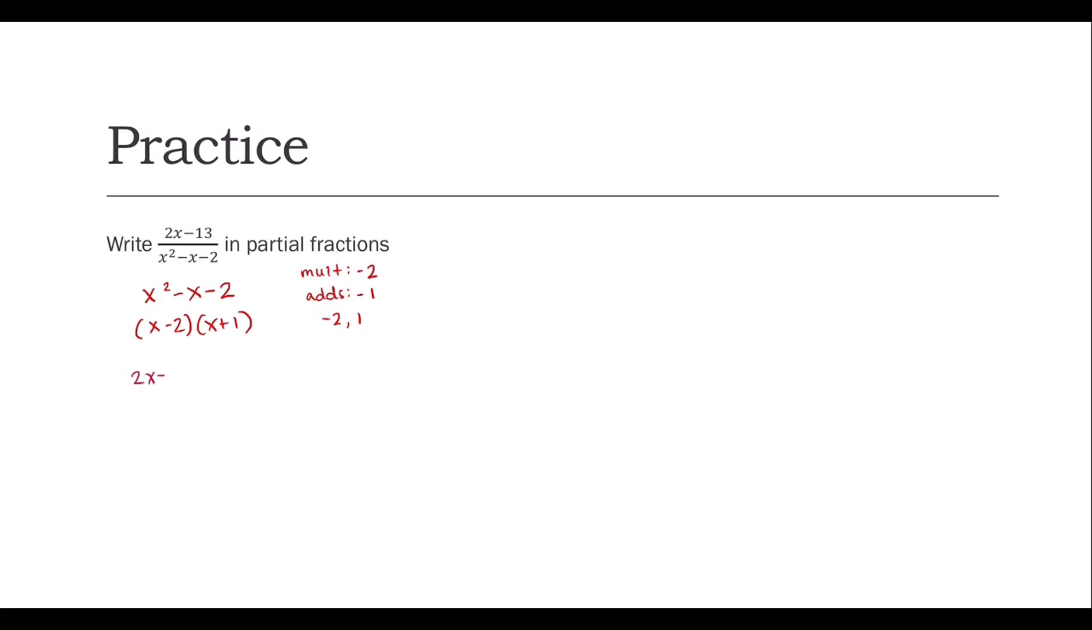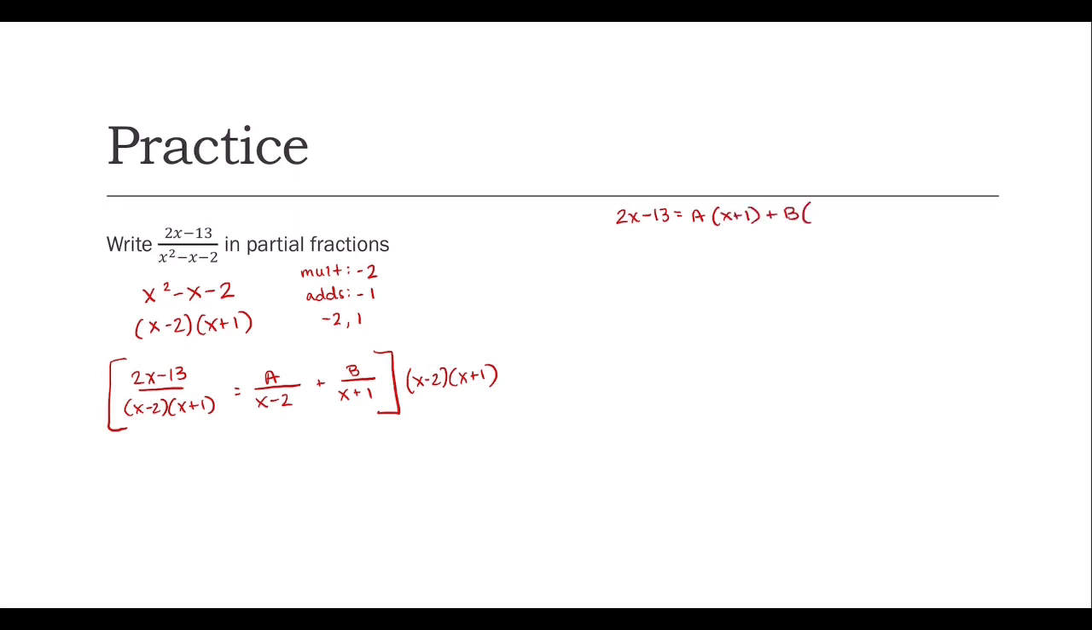So 2x minus 13 over x minus 2 times x plus 1 equals a over our first factor, x minus 2, plus b over our second factor, x plus 1. We'll take this entire equation and multiply it by the factored denominator, x minus 2, x plus 1. That gives us 2x minus 13 equals a times x plus 1 plus b times x minus 2.